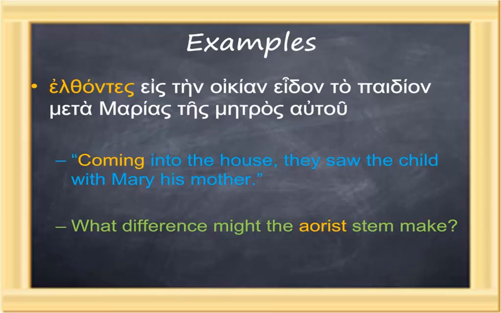A present participle, had it been used, would mean that while they were coming into the house, they saw the child with Mary his mother. So as they're going through the door, there's Mary and the child. Whereas in this particular sentence, it's after they've gotten into the house that then they see the child and Mary his mother. That's the nuance or difference when the aorist is used. We'll learn more about that in the next lesson. But the interesting thing is, you could recognize the form elthontes as a participle, even though you haven't learned aorist participles yet.